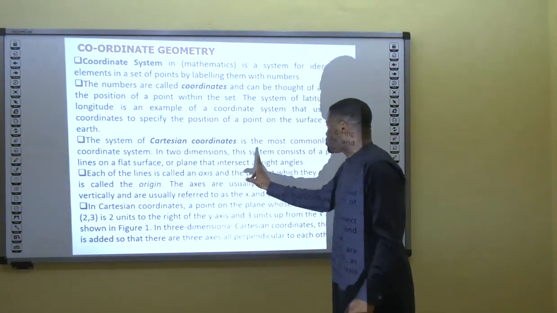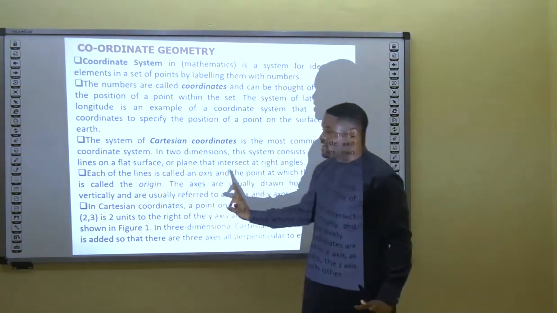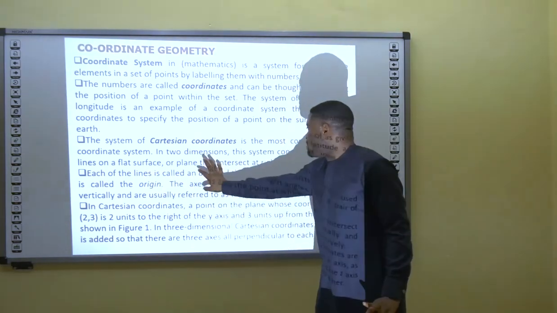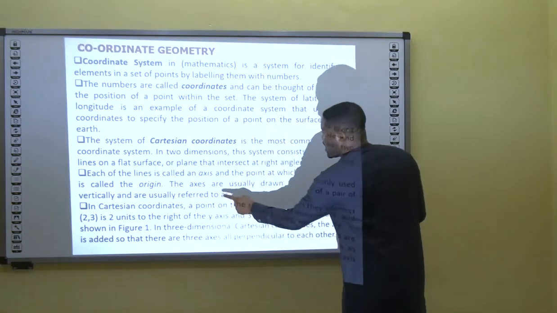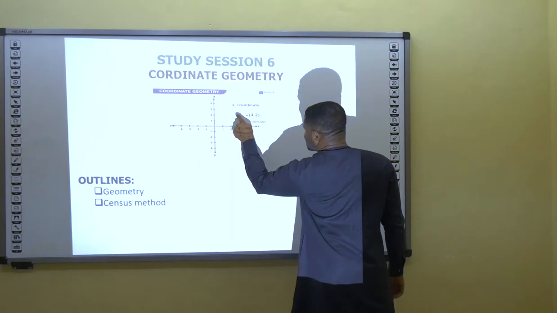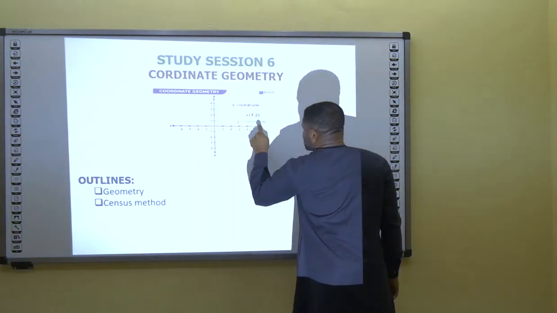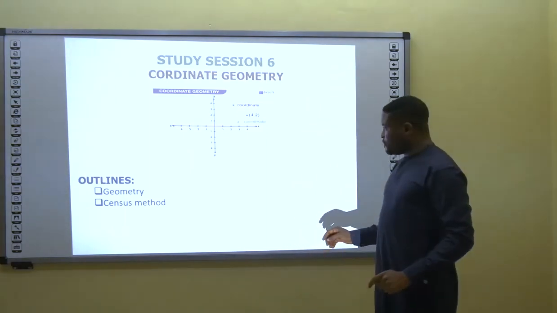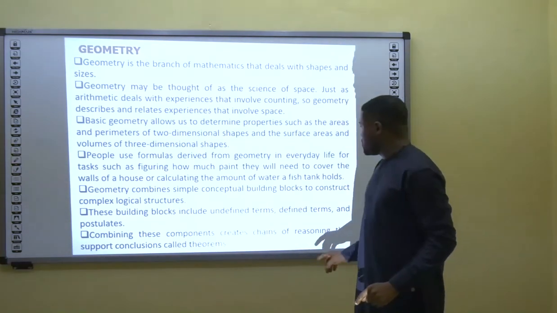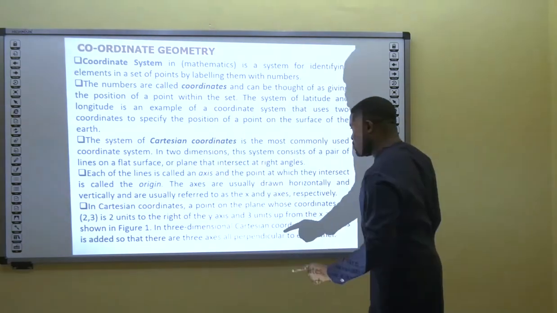In 2 dimensions, this system consists of a pair of lines on a flat surface or a plane that intersect at right angles. We can look at this and see that they intersect at this point. We can say this point is the intercept of this diagram. That's how to trace the Cartesian coordinates using the axes.